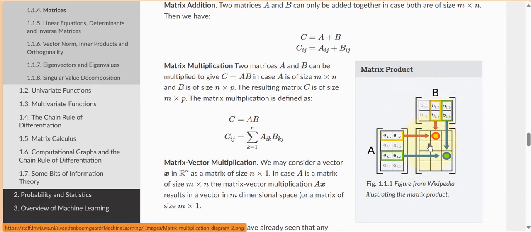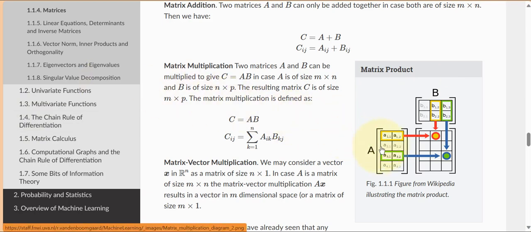Now here's a picture I've never seen before, apparently from Wikipedia. So here's A and here's B. Remember that the number of columns of A has to match the number of rows of B, and the number of columns is 2, the number of rows is 2, so that works.